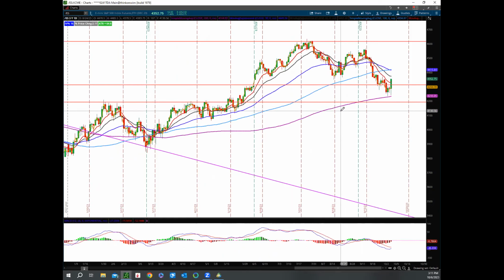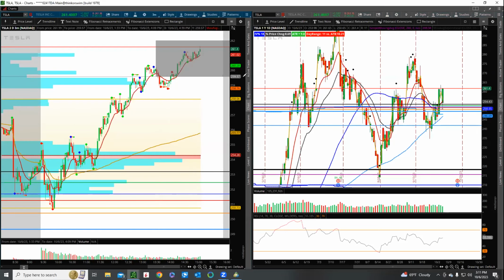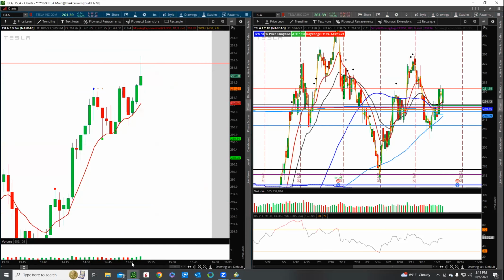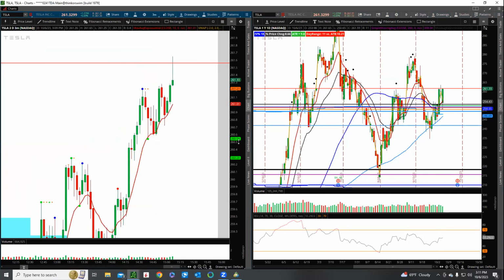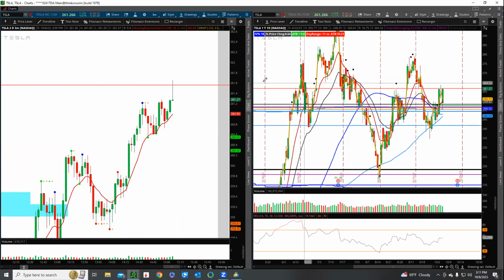All right, I'm going to shift gears real quick. Hang on a second, we're going to come back to that. Let me go to Tesla. I had this up on another screen. Here we go. This might be it. What I want to show you is this line here on Tesla, that was my area where I was looking for it to get rejected.